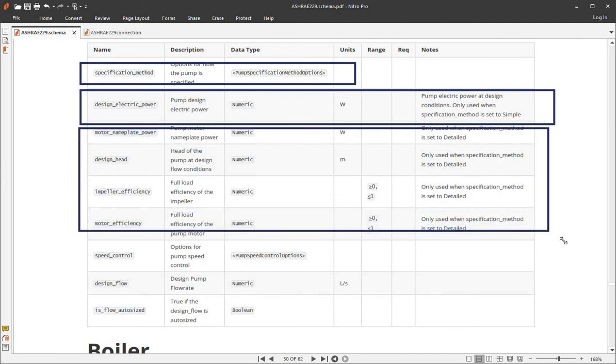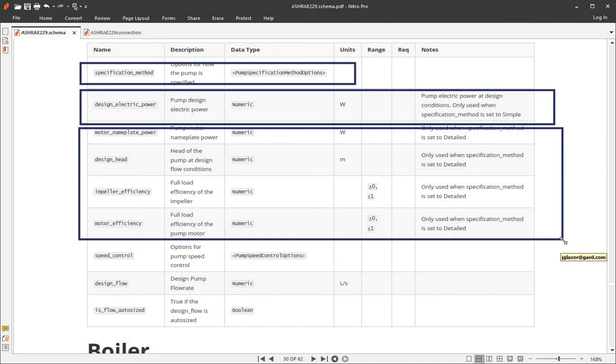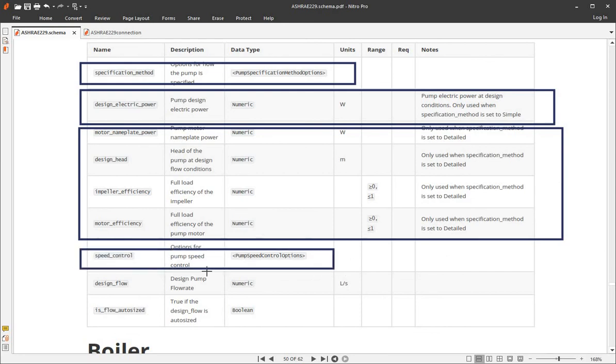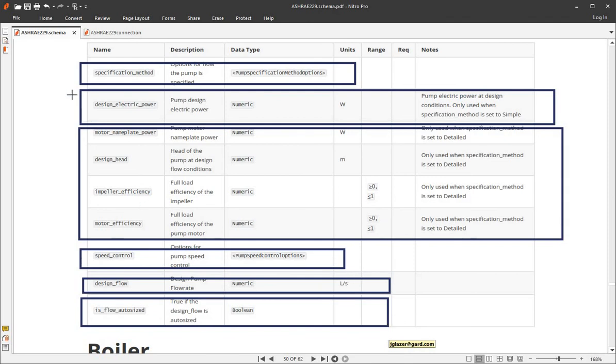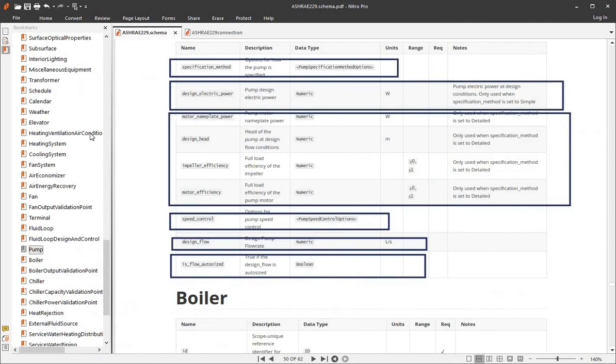So you'd provide motor nameplate power, the design head, the impeller efficiency, and the motor efficiency. And that is what you use when you set the specification method to detailed. Now, different simulation programs use different approaches here, and that's why we're allowing both of those. Now, a pump will also have a speed control, which we'll talk about in a minute, as well as a design flow, which is a numeric description of how much flow is going through the pump, and also if the flow is auto-sized or not. So it's true if the pump is auto-sized. So let's look at those enumerations next.